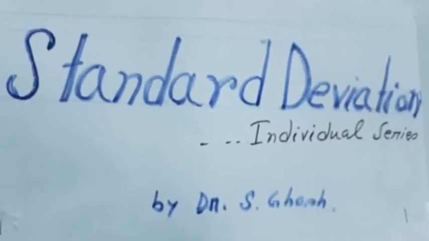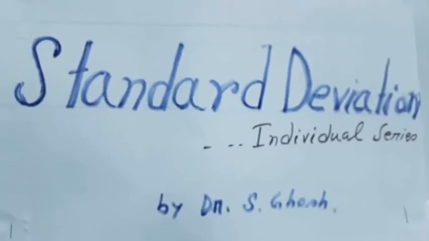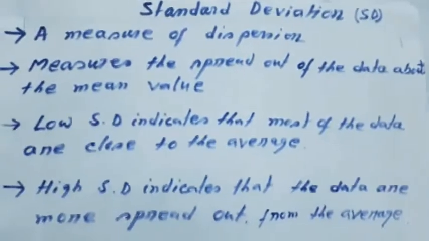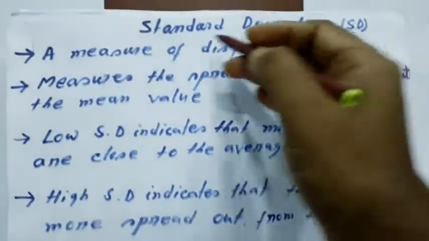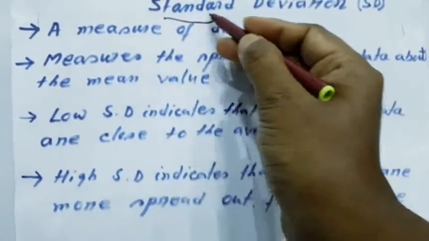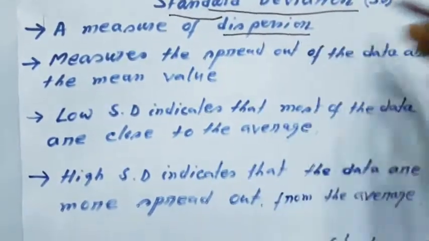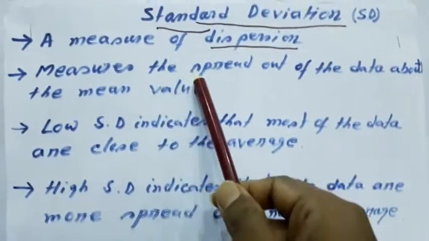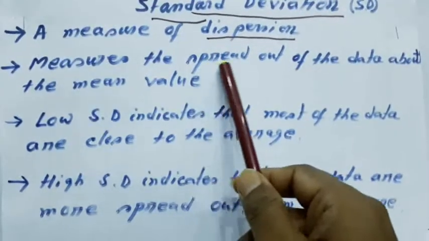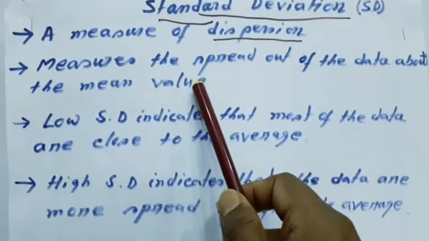Today we will see how to calculate standard deviation or SD. As we know, standard deviation is one of the measures of dispersion, and this standard deviation measures how each and every data point is spread out from the average value or mean value.